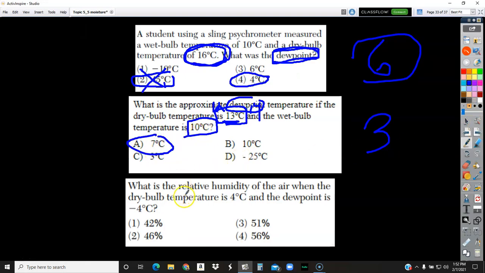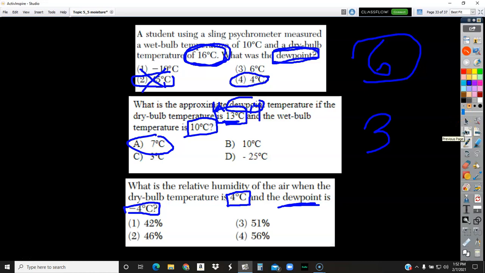All right. Let's do this one. What is the relative humidity when the dry bulb is 4 and the dew point is -4? All right, so this is a little trickier. It's almost a little backwards. They're telling you the dry bulb's 4. They're telling you that the dew point is -4. So how do you handle that one? So I'm going to go to the dew point chart first. I've got to use one chart to help me with the other.